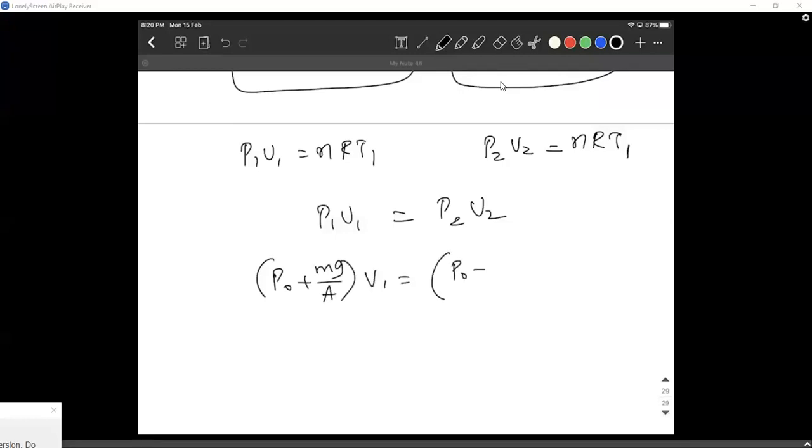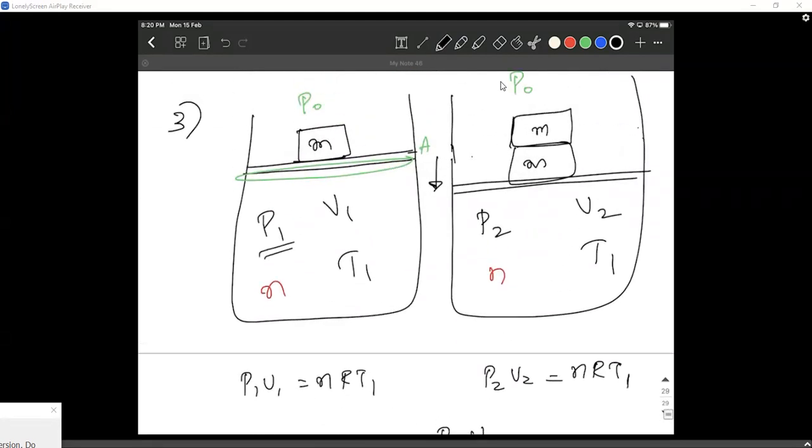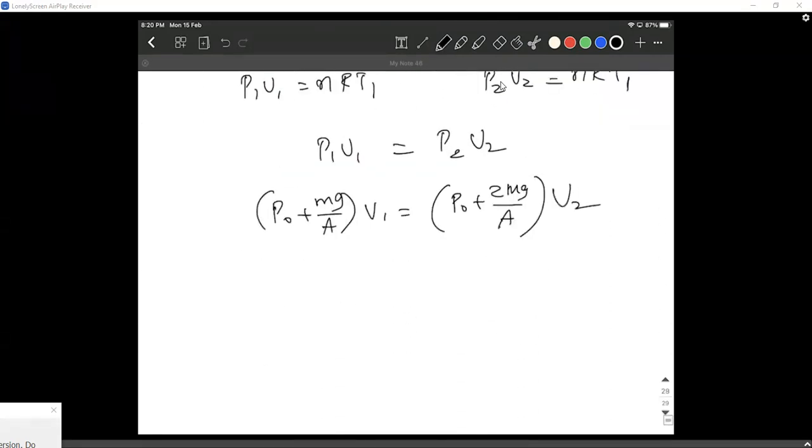P2 is nothing but P naught plus 2 mg by A. Force by area. Sir, shouldn't it be subtracted? What? The pressure must be more than P naught, right? Sharath. Yes, sir. So here we will be considering them as scalars, so we add them. Yeah, mathematically speaking.